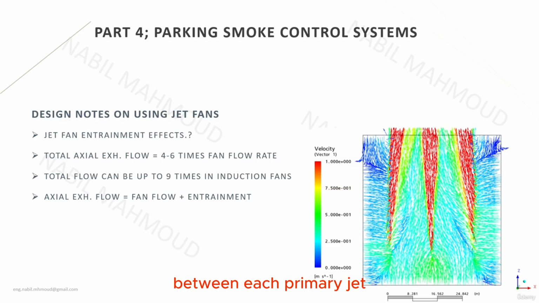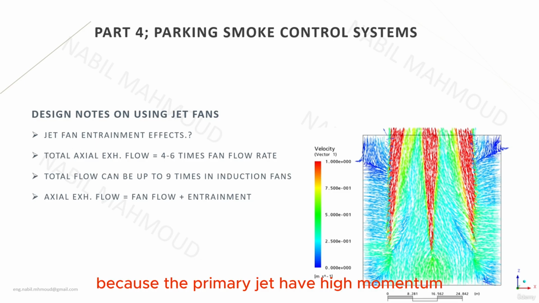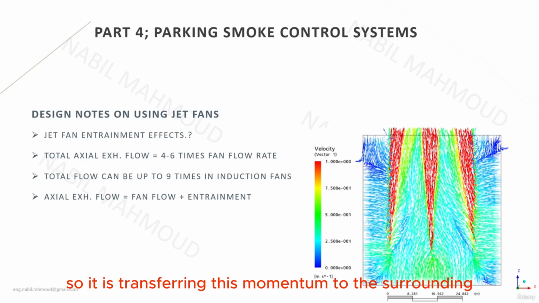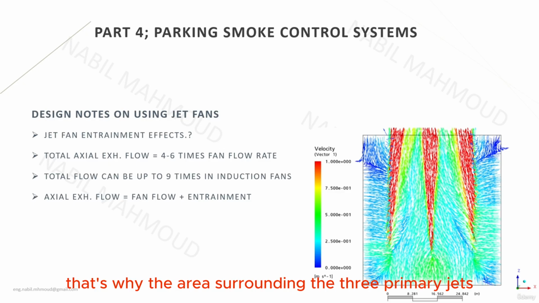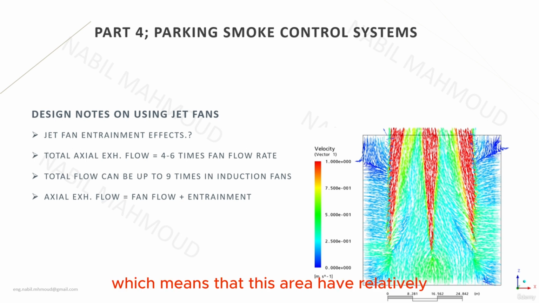However, between each primary jet we can see a green and a yellow area. This green and yellow area is the air that is surrounding the primary jet, and although there is no jet fan in this area, the air has high velocity relative to the other stagnant air. This is due to the entrainment, because the primary jet has high momentum, so it is transferring this momentum to the surrounding air, which leads to an overall increase in the velocity of the air surrounding the primary jet. That's why the area surrounding the 3 primary jets is green, which means that this area has relatively high velocity. Of course, it is not as high as the red color of the primary jet, but still it's a higher velocity than the remainder of the enclosure.